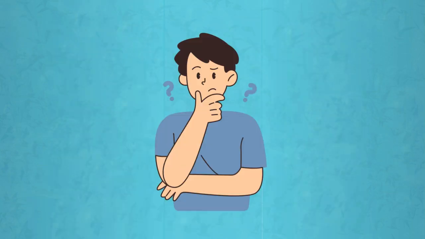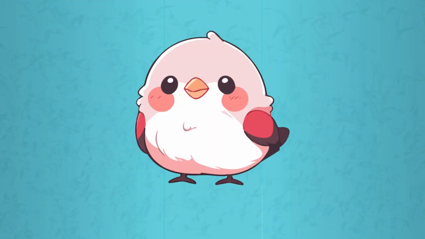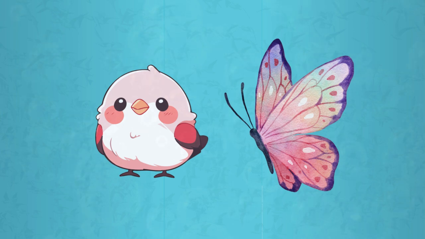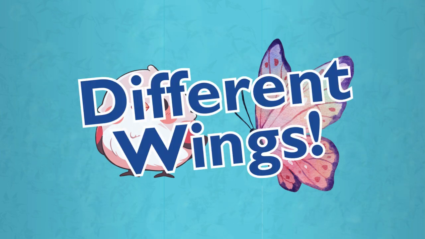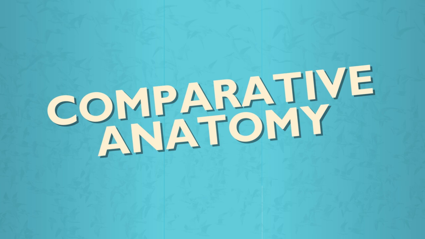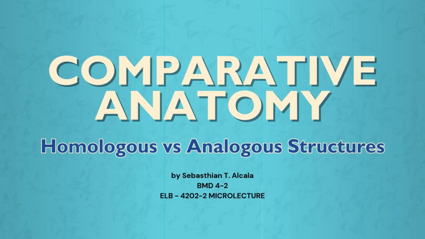But wait, what about a bird and a butterfly? They both fly for sure, but their wings couldn't be any more different. This brings us to two major concepts today in comparative anatomy: homologous structures and analogous structures.